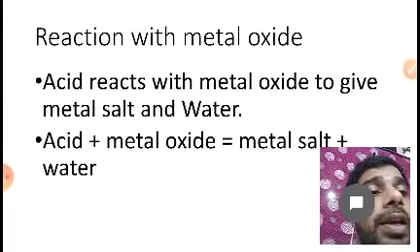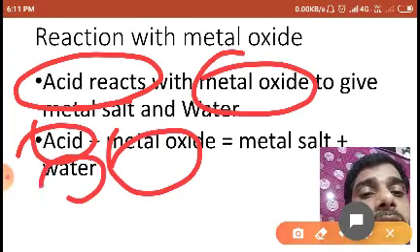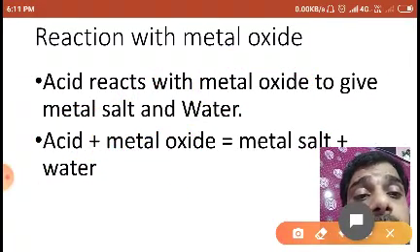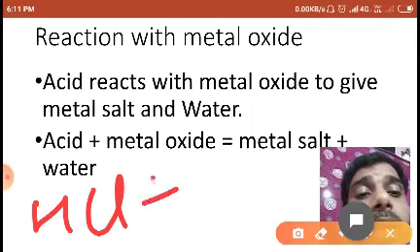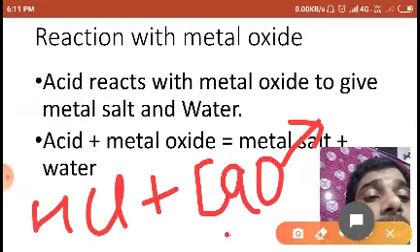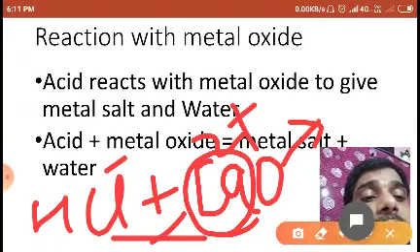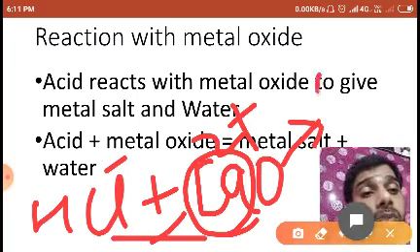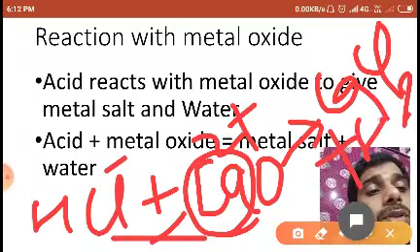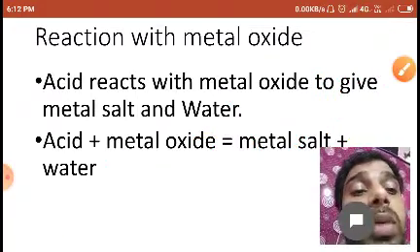Acid reacts with metal oxide, and it forms water. Okay, now I will give you one example: acid HCl plus metal oxide CaO. Now what will it form? Ca has 2 plus valency, Cl has 1 negative valency. So again, exchange of ions for formula derivation. It will form CaCl2 plus H2O. You must note this down.